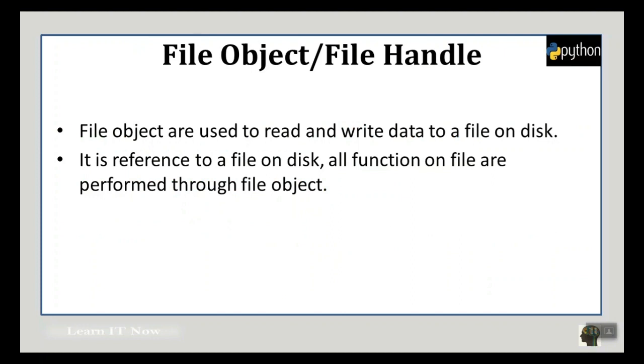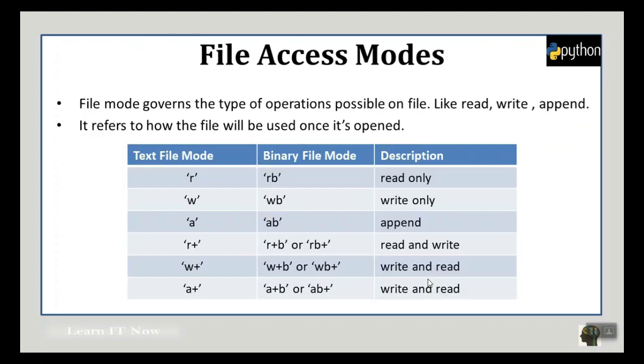File object or file handle. So the variable file which we took in our previous programs are the file objects. They are used to read or write data to the file on a disk. It is a reference to a file on disk because all the functions will be performed through that file object.